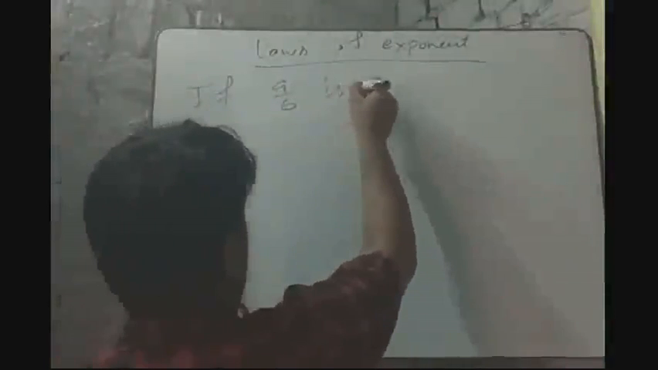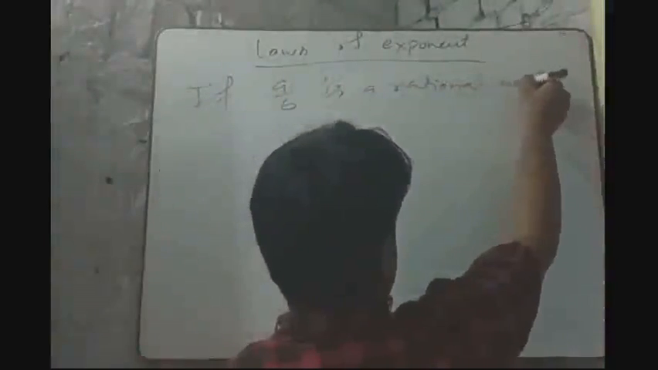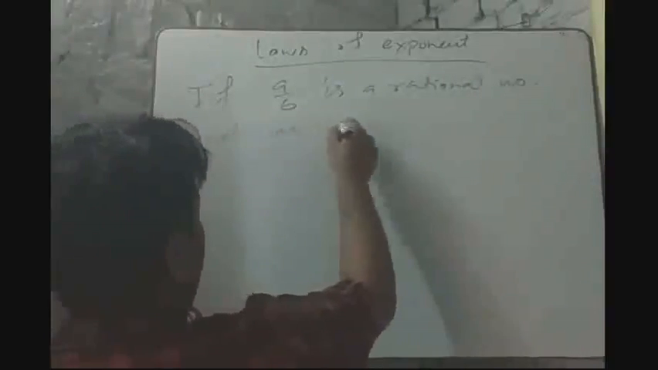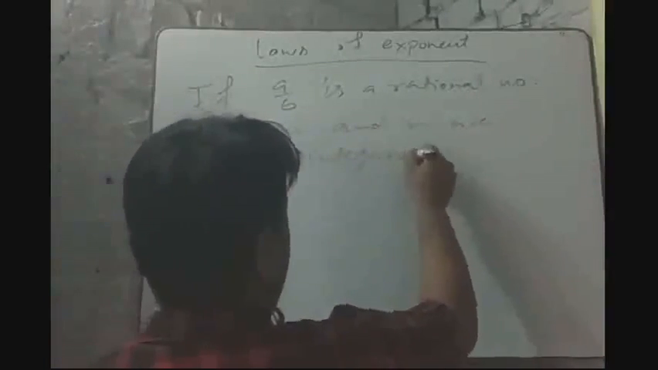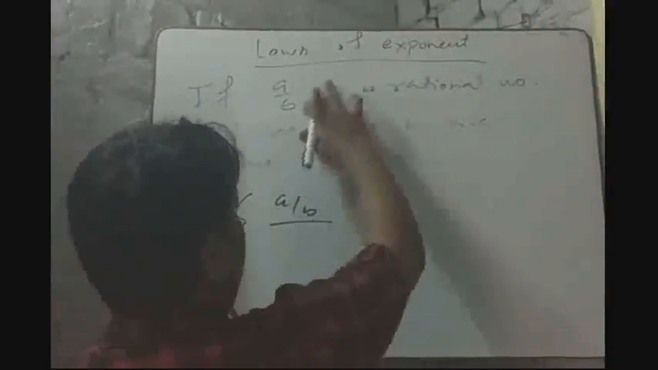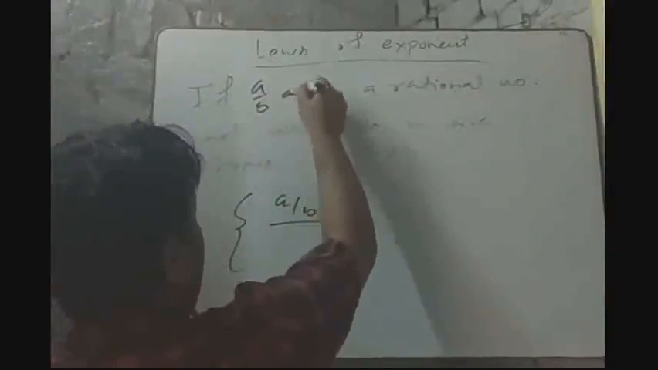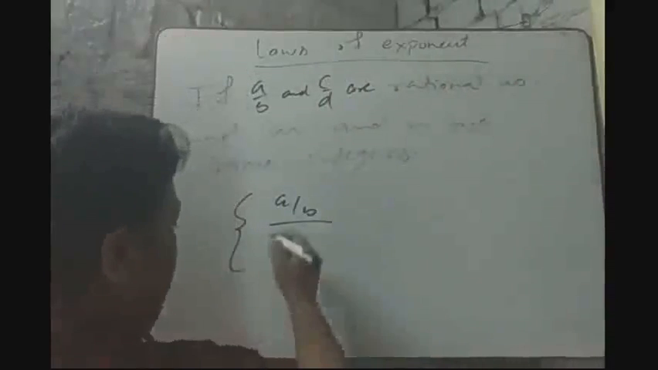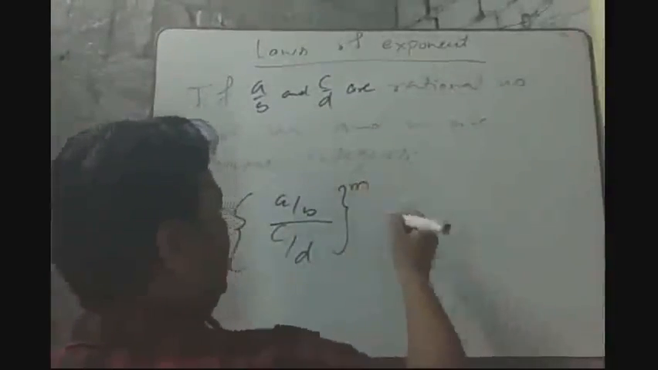a by b is a rational number and m and n are some integers, then if a by b and c by d are two rational numbers and m and n are some integers, and if a by b and c by d is in divisional form and it has the same power, common power is n, then what will we do?